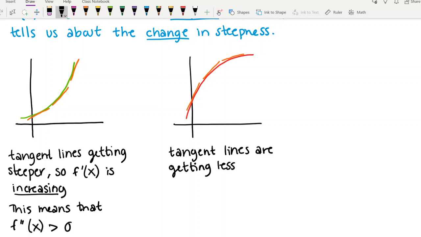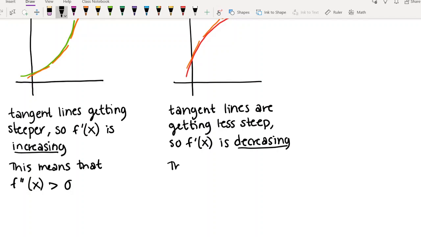So what does that tell us? That tells us that f prime of x is decreasing. And what does that tell us? That tells us that the second derivative is negative. So basically, if your first derivative is increasing, then the second derivative is positive. If your first derivative is decreasing, then your second derivative is negative.